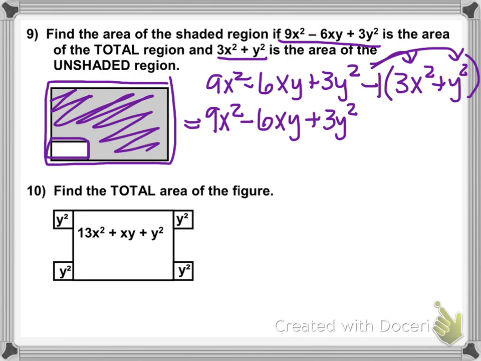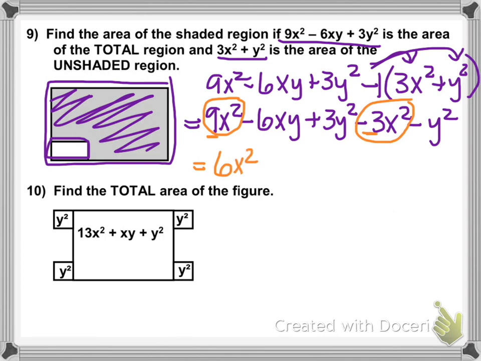Negative 1 times 3x squared is negative 3x squared. Negative 1 times y squared is negative y squared. All right, we've got to be very careful here because we have a couple different variables going on. Make sure you're combining the right terms. Our first term is 9x squared. My other x squared term is negative 3x squared. So if I combine the 9 and the negative 3, we'll get a 6x squared.